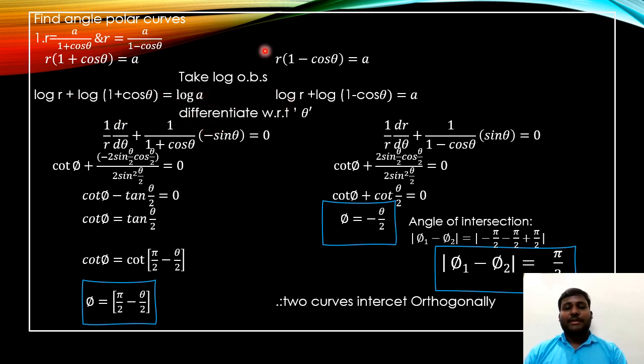If you have any queries, refer to the last numerical which I have explained. Differentiate with respect to θ. 1/r dr/dθ + 1/(1 + cos θ) × (−sin θ) = 0, where the derivative of the constant is 0. 1/r dr/dθ + 1/(1 − cos θ) × sin θ = 0. Here the positive sign for cos becomes a negative sign; remember it. And if it is a negative sign, you get a positive sign here.